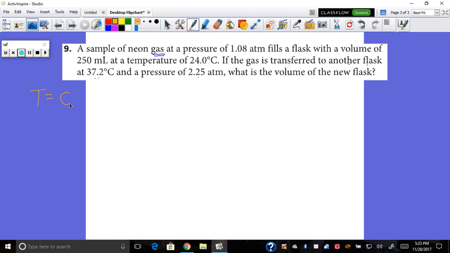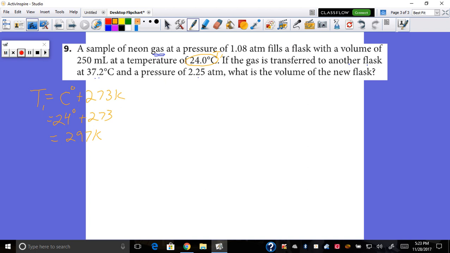So you take your Celsius degrees and add 273 K. For this one, this temperature right here is going to be our T1, and we're going to take 24 degrees Celsius and add 273 to it. So that's going to give us a temperature of 297 K. 297 K is our T1.